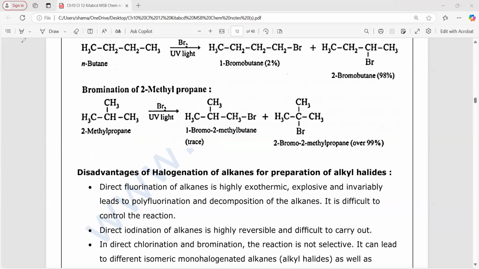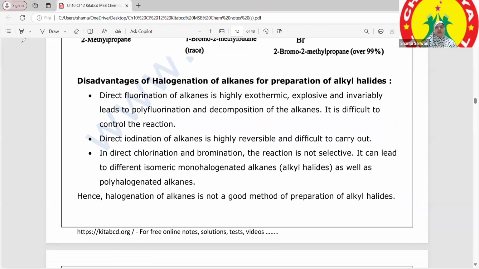Now we are going to see the disadvantages of halogenation of alkanes for the preparation of alkyl halides. Direct fluorination of alkane is highly exothermic, explosive, and invariably leads to polyfluorination, and hence decomposition of alkanes happens. It is difficult to control the reaction, so we do not opt for fluorination of alkane. Direct iodination of alkane is highly reversible and difficult to carry out, because whatever product you get will come back to its original state.